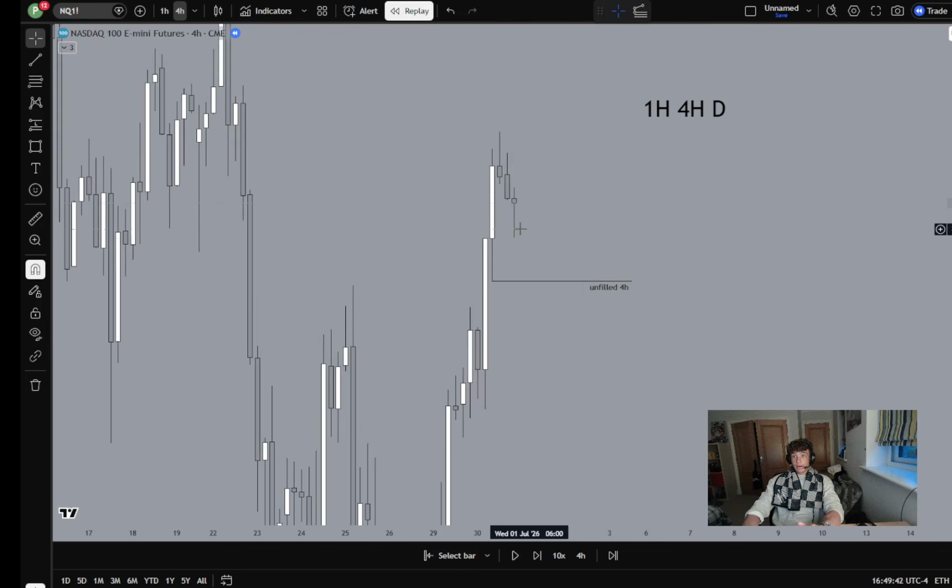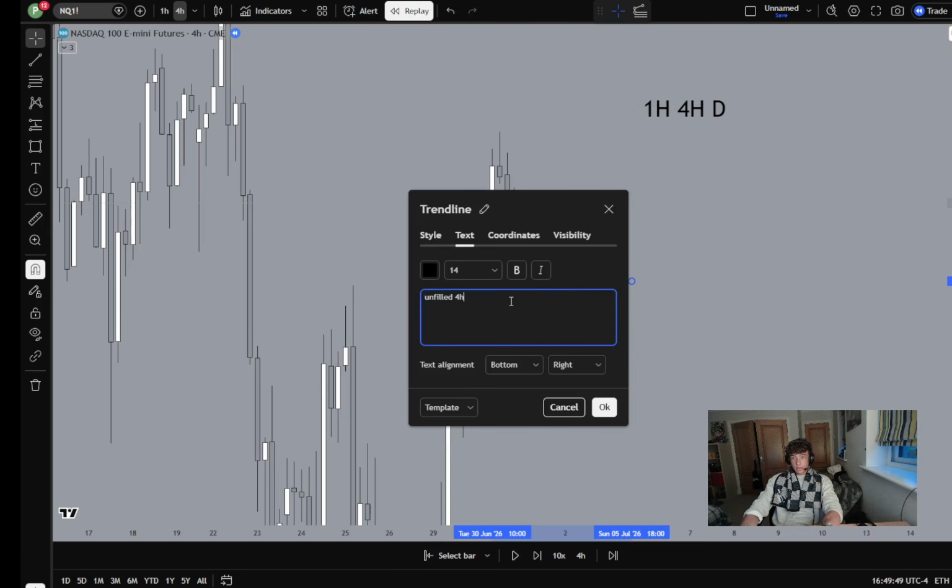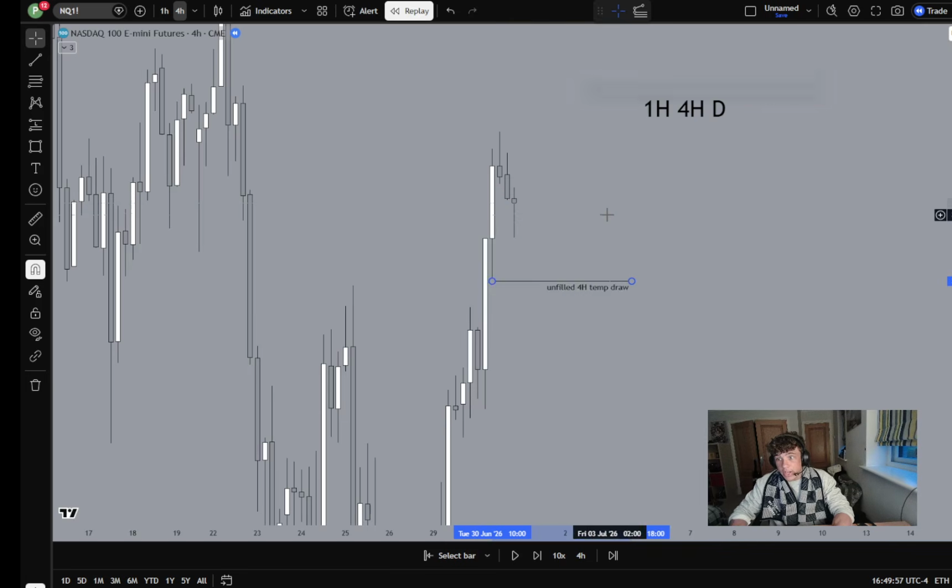Now, lucky for us, our level was below the unfilled, meaning that we had valid ranges. Okay, so what is this? Unfilled 4 hour. Okay, we're going to label this as our temp draw. Now, when you're trading to a temporary draw, this is going to have to get hit.